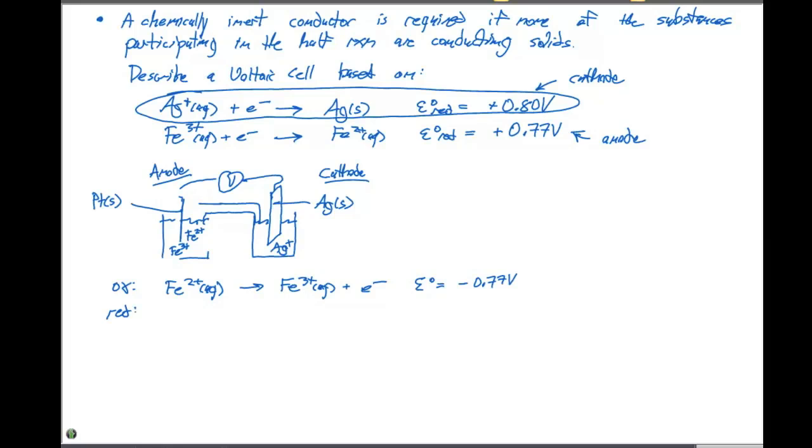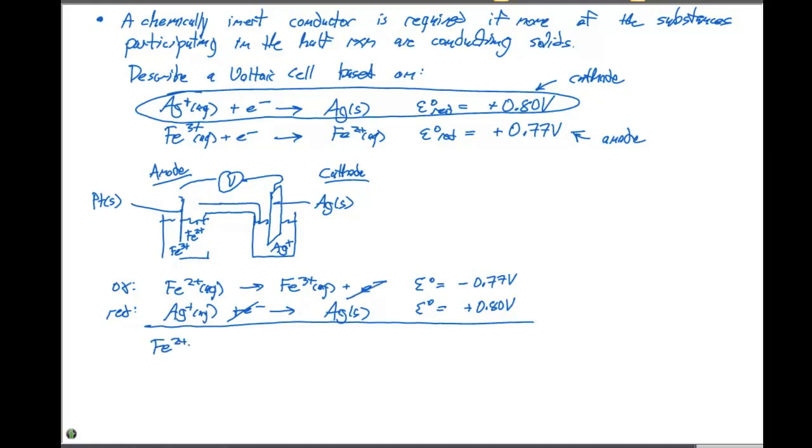Our reduction half reaction is silver plus in aqueous solution plus an electron, giving us silver solid. The potential for this reaction is the reduction potential, which is positive 0.80 volts. The electrons cancel out, and this gives us an overall reaction of Fe2 plus in aqueous solution plus silver plus in aqueous solution, giving the products Fe3 plus in aqueous solution plus silver solid. Our cell potential for this overall reaction is positive 0.03 volts. So this is a considerably smaller potential than what we saw in the previous case where we used silver and copper.